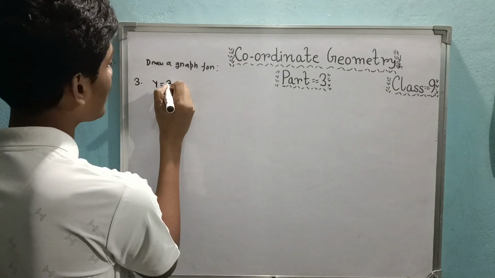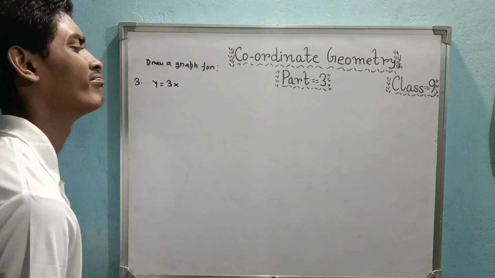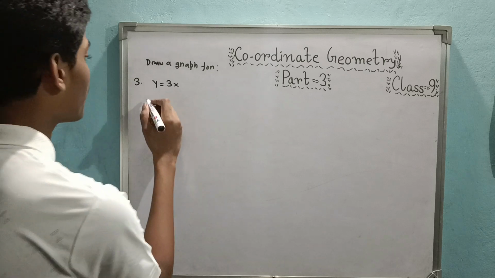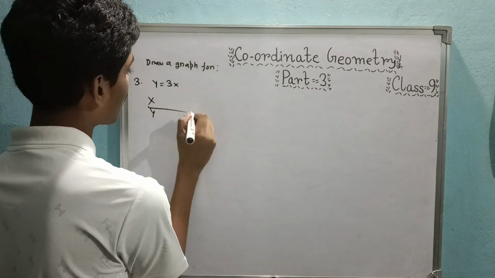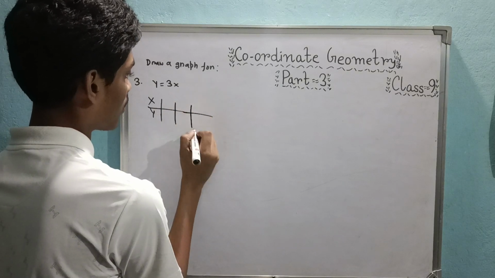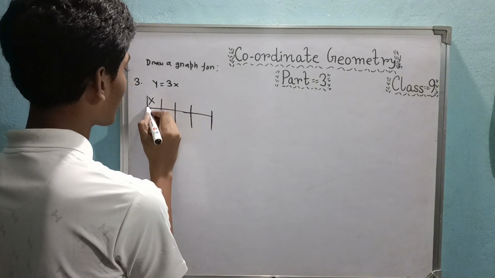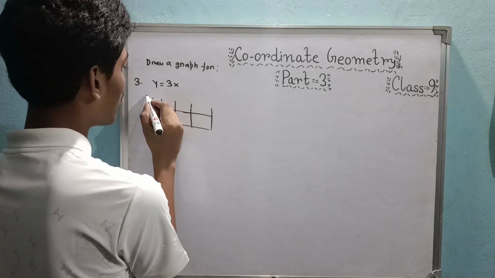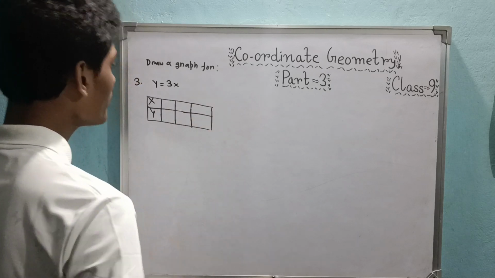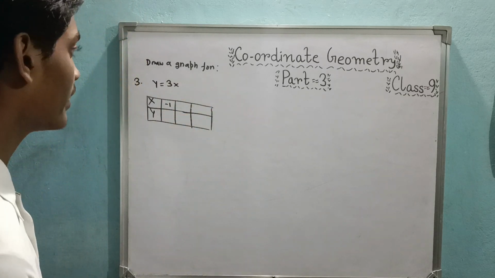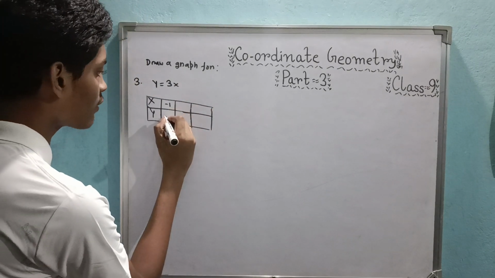y equal to 3x. Something very nice here. So y equal to 3x. Let's directly do x, y, and here no one is missing. So here what will we do? If we take the value of x as minus 1, what will be y? 3 into minus 1, which is minus 3.